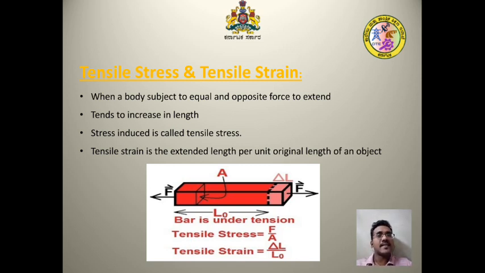Tensile stress is nothing but the tensile load acting per unit area, whereas the tensile strain is defined as the change in length, that is the deformation, per unit length, right? This is the tensile stress and tensile strain. Next we go into the next slide.